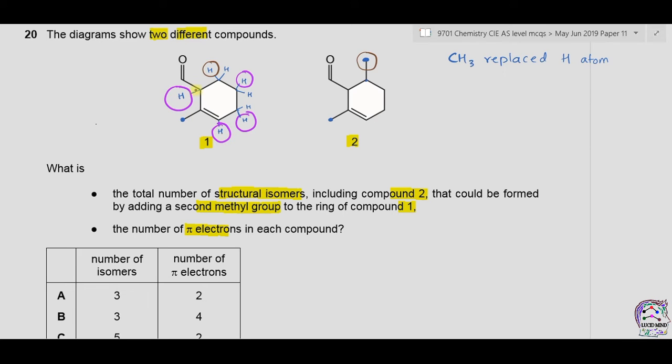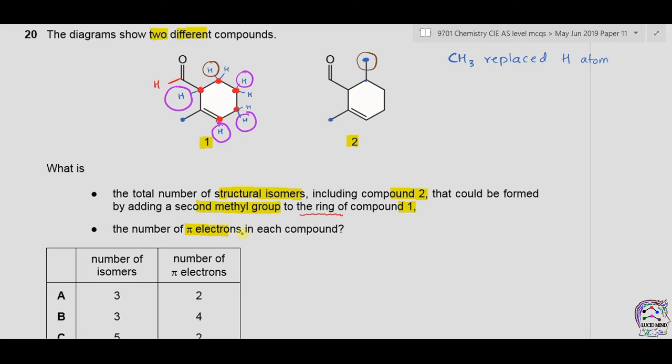Similarly, one hydrogen atom from this carbon can be replaced, and one hydrogen atom from this carbon can also be replaced. So in total we have 5 positions at which CH3 can be attached. This is first, second, this is third, this is fourth, and this is fifth one. We cannot attach with this carbon atom because already a methyl group is attached and there is no hydrogen atom left to replace. Also, you can see that one hydrogen atom was present on this carbon atom, but it is not included, as in the question they have just mentioned the ring. So we are only going to take the hydrogen atoms of the ring.